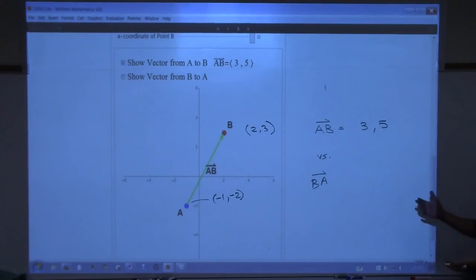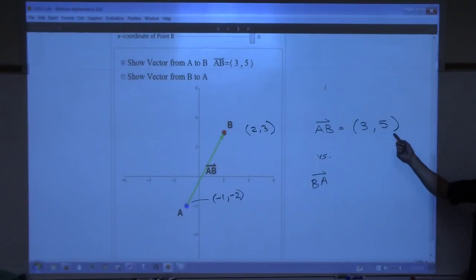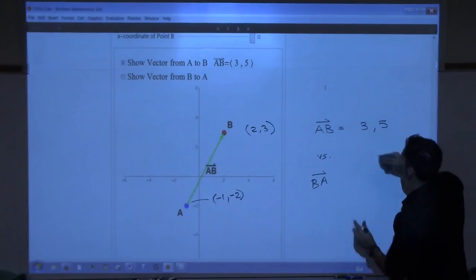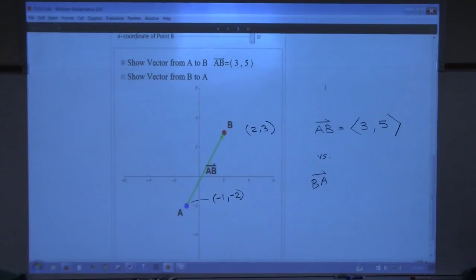But because it's a vector, we're going to use a special notation. We're not going to use this, because the parentheses was for a point, right? For an ordered pair. This is not a point. This is a vector. So we use the angled brackets instead. If you put an angled bracket here like this, then that is now understood to be a vector instead of a point.